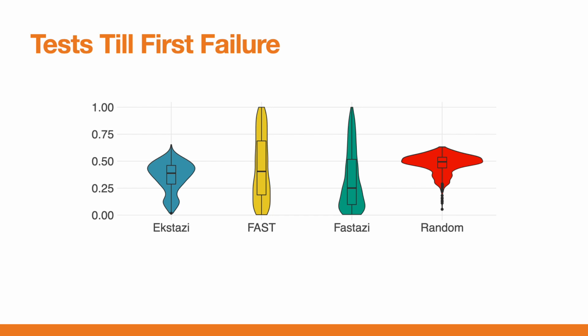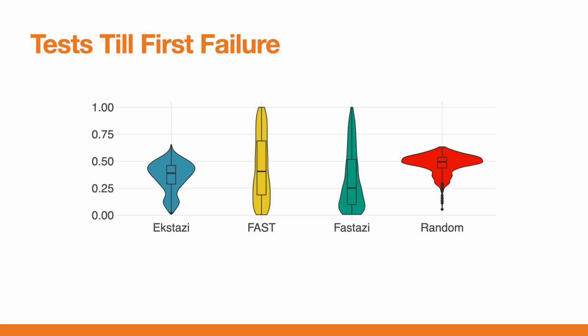If we run Ekstazi by itself and FAST by itself, there is an interesting phenomenon that the median is very similar in both cases, but as you can see, Ekstazi's distribution is closer to the median, and FAST is more spread out evenly between 0 and 100% of the test suite.